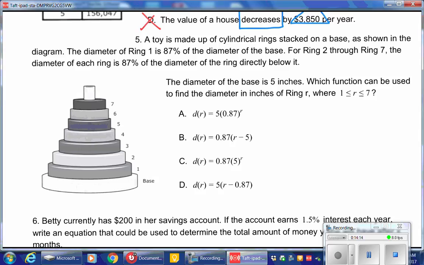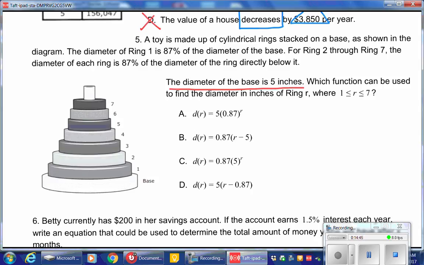So all that means is, which equation would help me find the diameter for any of these rings? And it says R is between 1 and 7, because here's your base. So this is ring 1, that's R, 2, R, 3, R. So they're naming these all R. That's all they're doing. So here, since the diameter of the base is 5 inches.